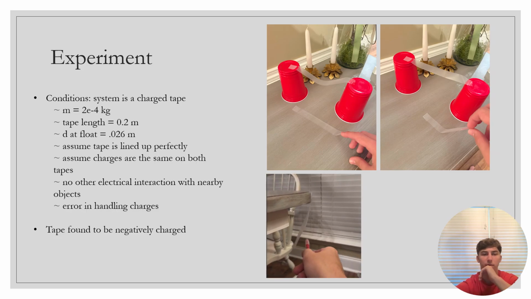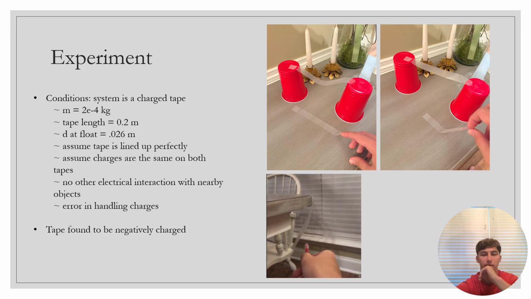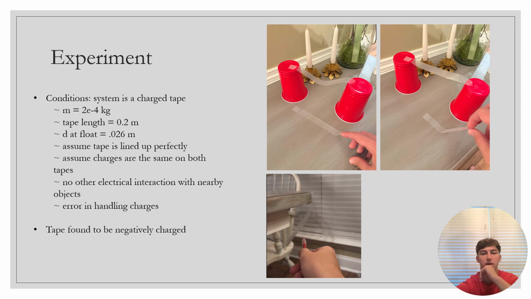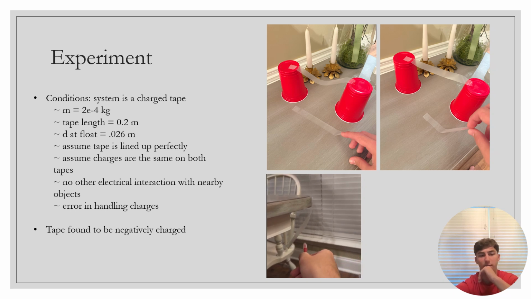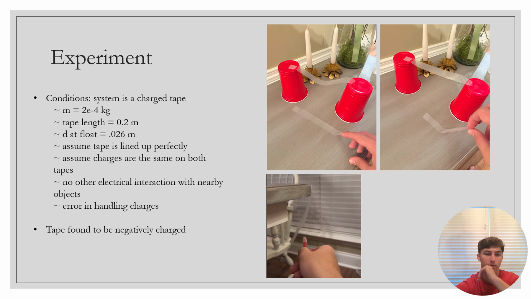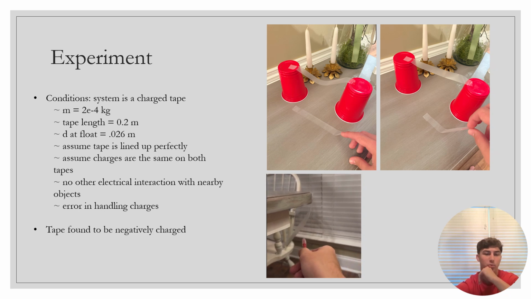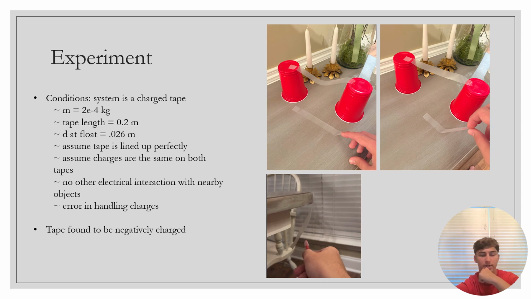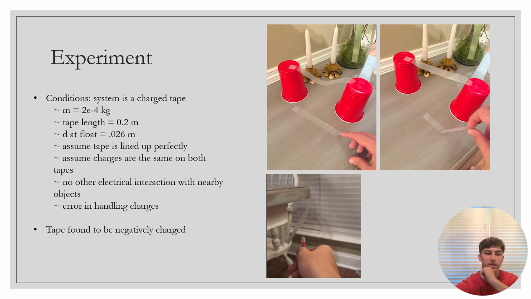So our actual experiment was to make a piece of tape float using another similarly charged tape underneath it, which canceled out with the earth and the force of gravity. So our system is the charged tape on the top. Some initial conditions for our system were the mass was 2e-4 kilograms, the tape length was 0.2 meters long, and the distance between the two tapes where the top one floated was 0.026 meters.